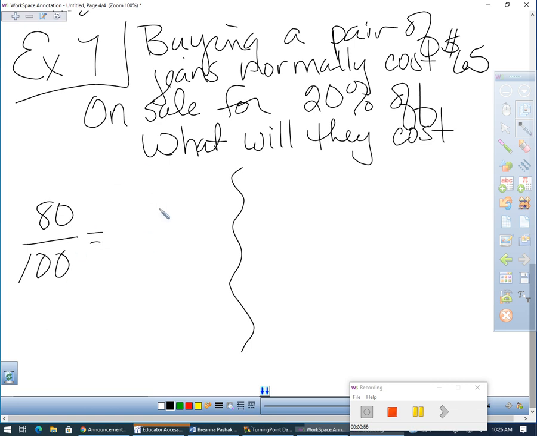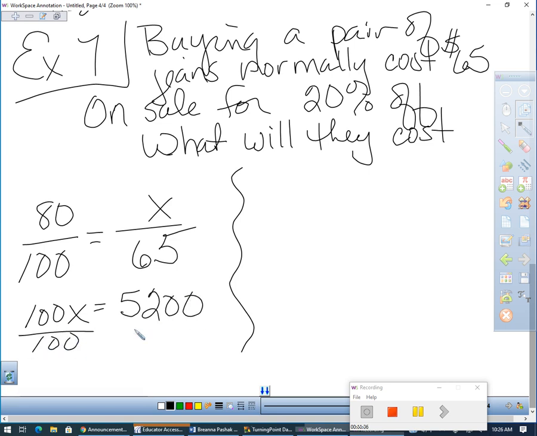And our pants, we don't know how much the price is at 80%, but they were originally $65. So now we cross multiply. 100 times x is 100x. 80 times 65. And then if we divide both sides by 100, how much are the jeans at 20% off? $52. I agree. So that is one way to do it.